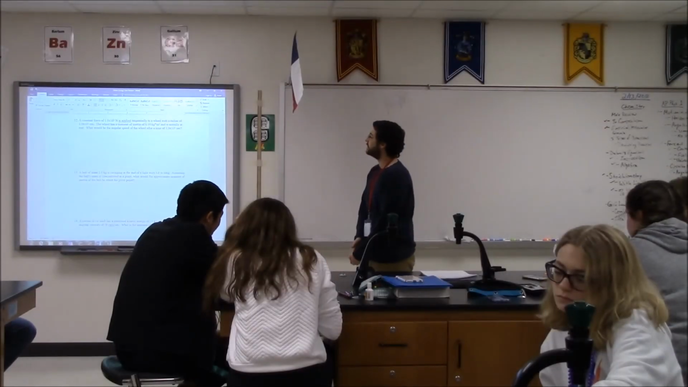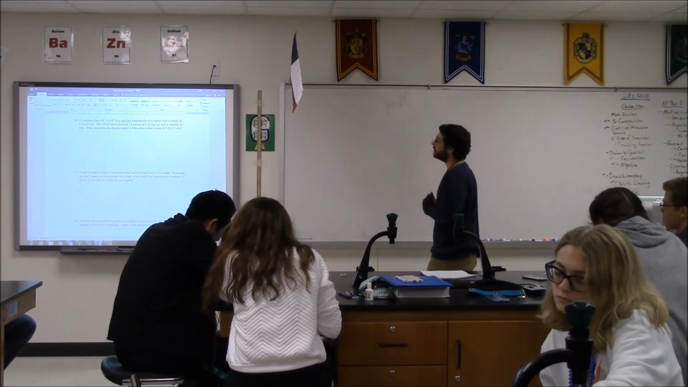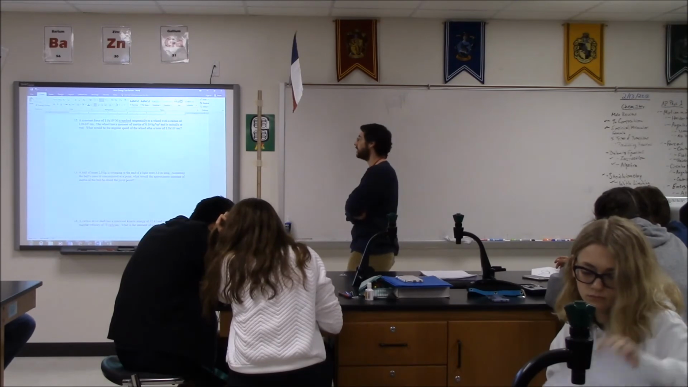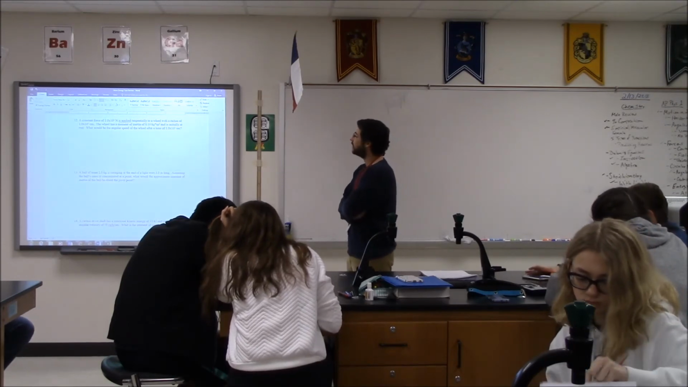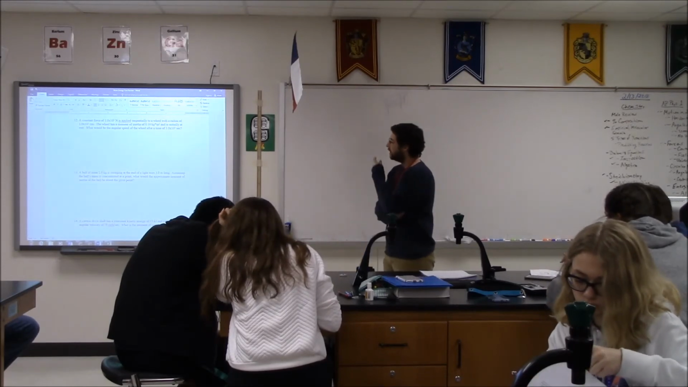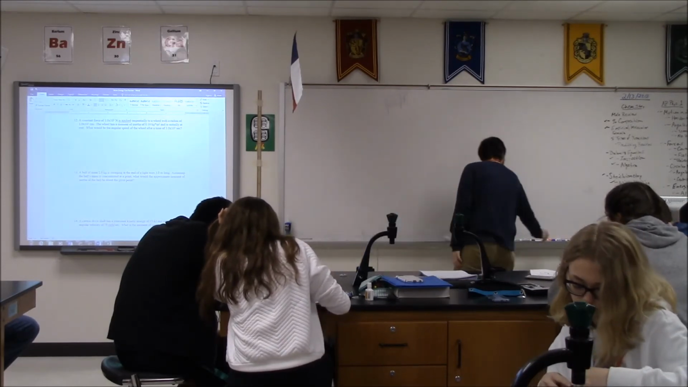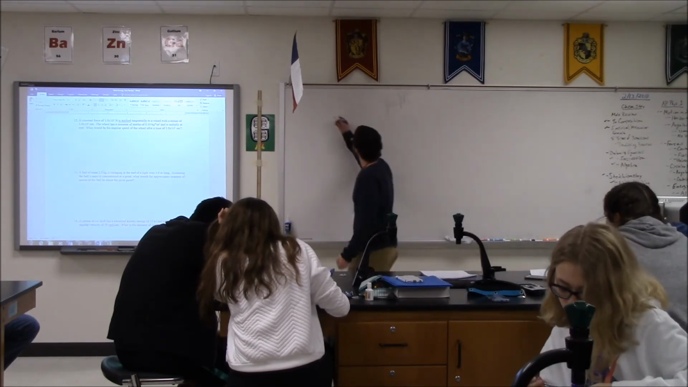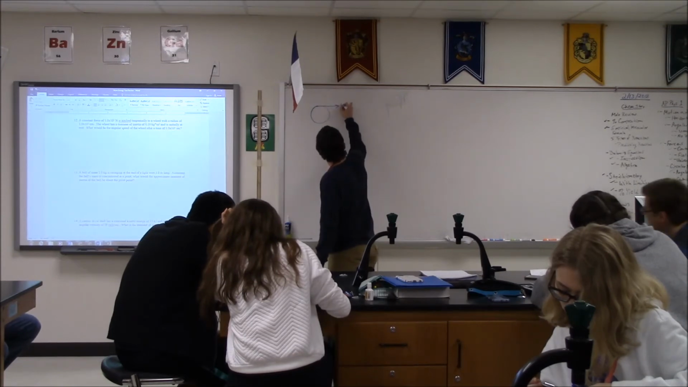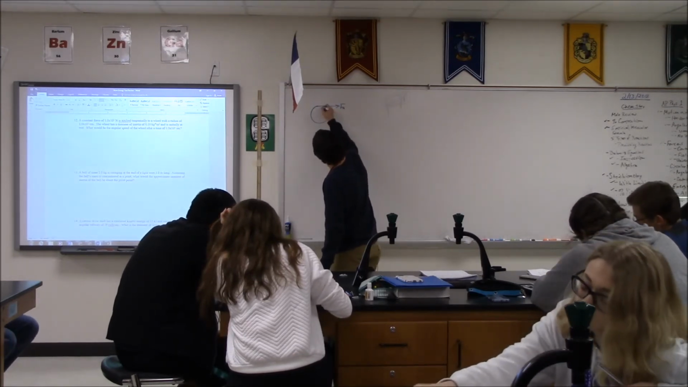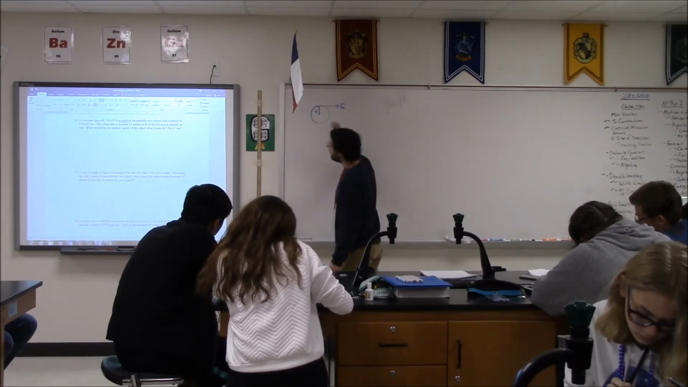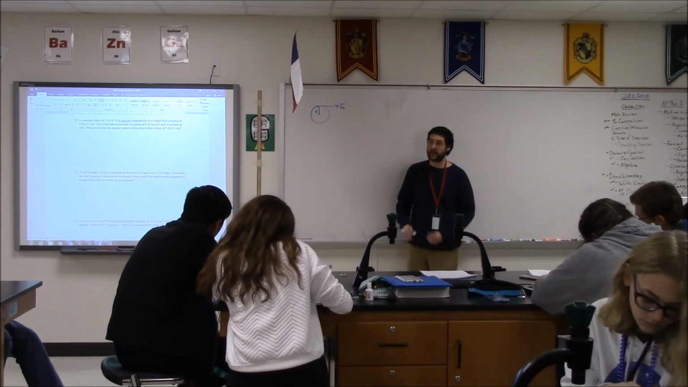A constant force is applied tangentially to a wheel with a radius. The wheel has a moment of inertia and is initially at rest. What would be the angular speed of the wheel after such and such time? Okay, so here's the wheel, here's the force applied. We're going to say this wheel has that radius right there.